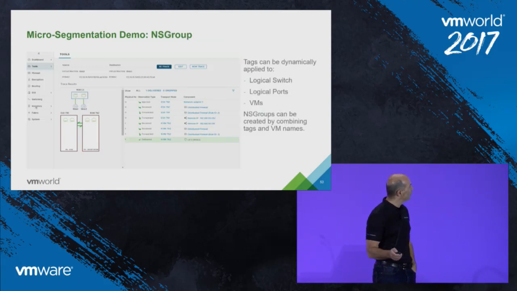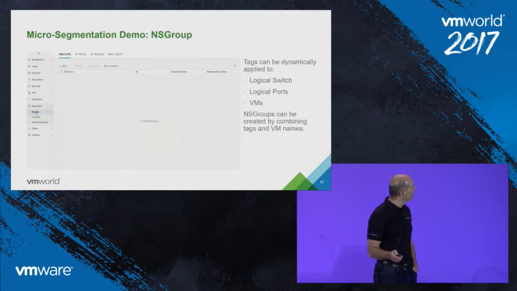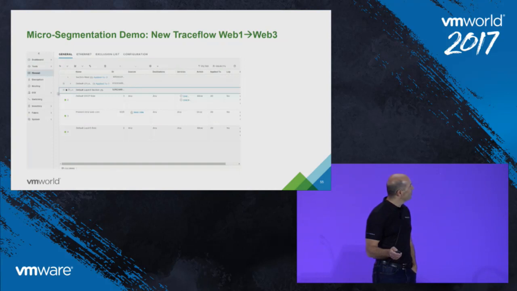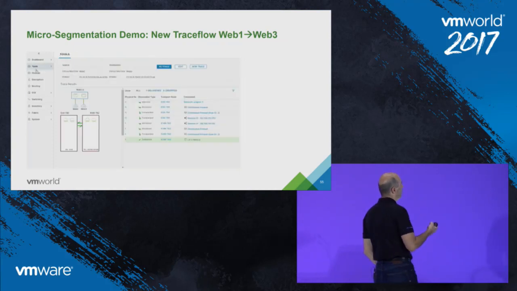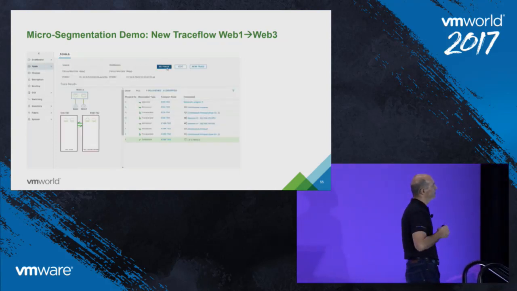So now, fast forward, I'm going to skip my group that is being created, and I'm going to create a rule. So this is a firewall configuration in NSX-T.